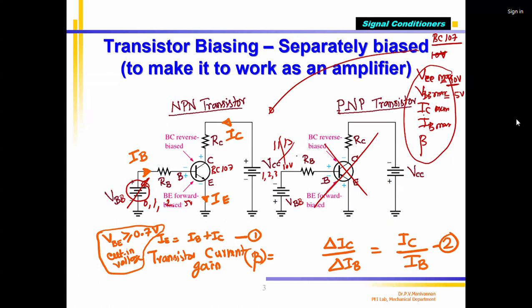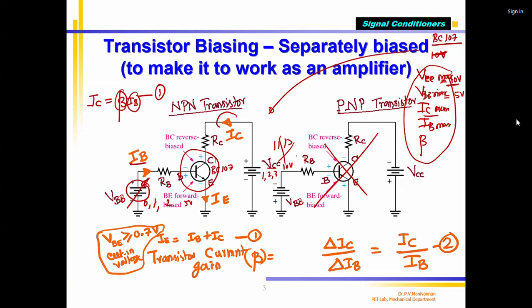Then IC max, the maximum collector current. Why is it called collector current? From the VCC power supply, if I supply IB, there will be IC. What is the relationship? Note down: IC equals beta times IB. This is an important formula. This formula says that my transistor works as an amplifier. What is it amplifying? It is amplifying the base current, depending upon the beta.